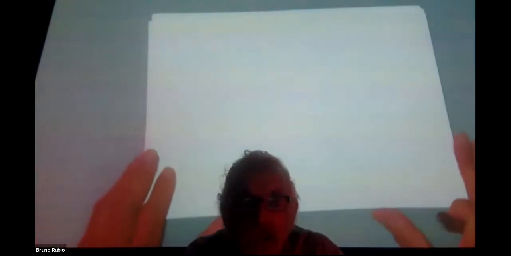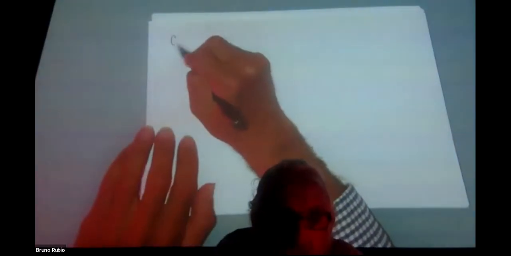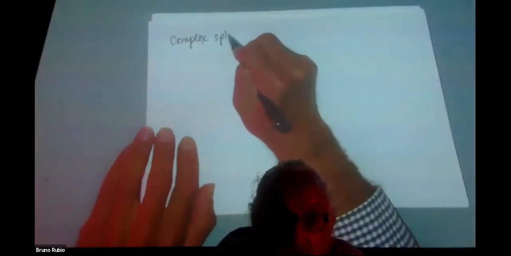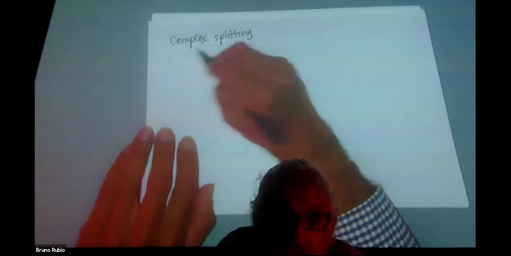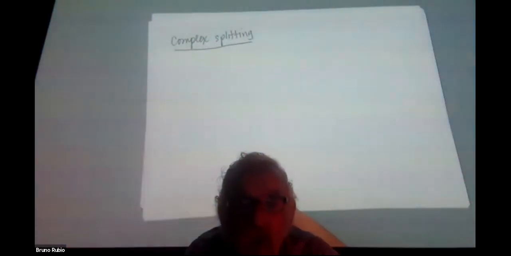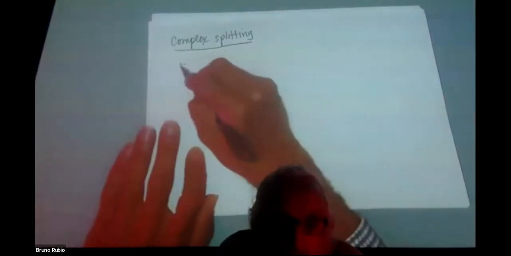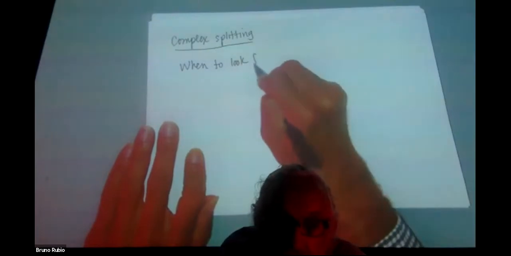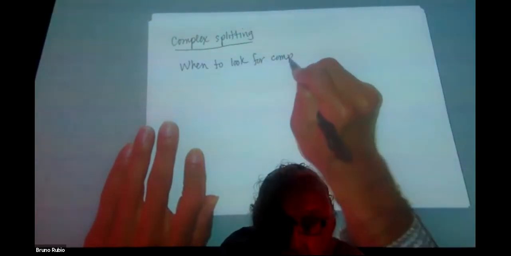Okay, so now I want to go on to something, finish up the material for the quiz, and I'm going to talk about what we call complex splitting, as if simple splitting weren't complex enough. On top of that, we have something that is complex splitting. Okay, when to look for complex splitting?